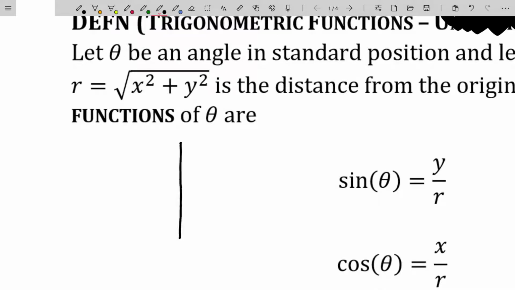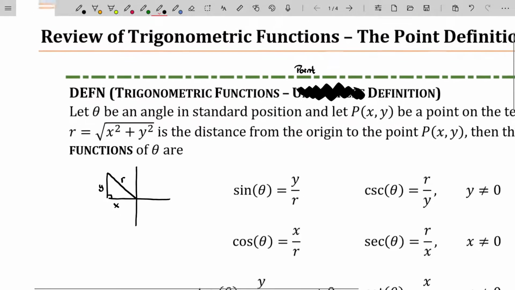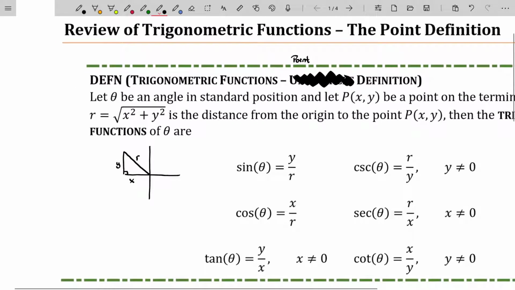So for example, we have a right triangle right here. This distance is x, that distance is y, this distance is r. Then x squared plus y squared is equal to r squared, or in other words, r is equal to, generally speaking, plus or minus the square root of x squared plus y squared. However, r is a hypotenuse, so it will always be positive. So r is equal to the positive square root of x squared plus y squared. That's where that comes from. Anyway, that's the distance from the origin to some point P.